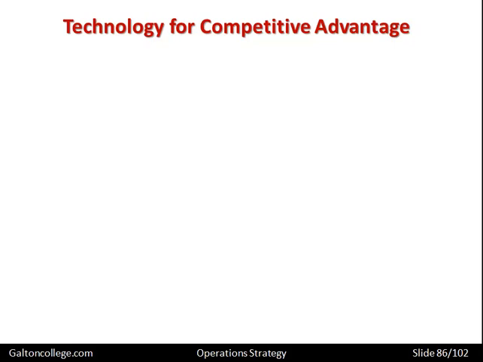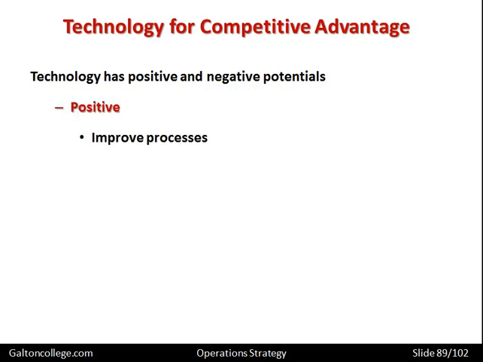Now, technology for competitive advantage. Well, technology has positive and negative potentials. First of all, positive. It can improve processes. There can be better processes as a consequence of technology. Processes can be better synchronized, better quality can be achieved, more standardization, working to finer tolerances. These are some of the benefits that may be reaped from using technology.